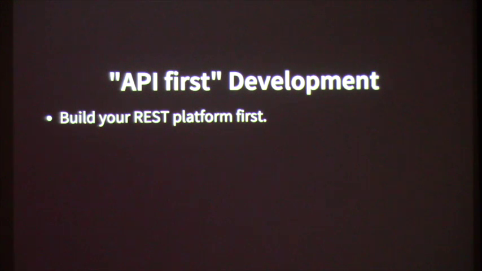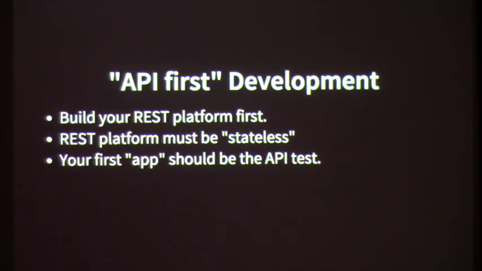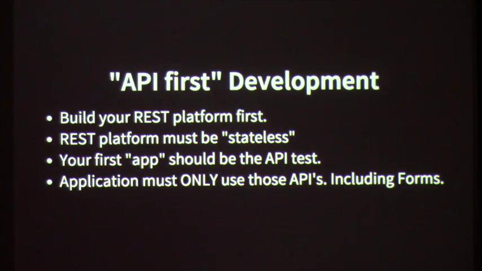So the first thing you need to do is build your REST platform first, and your API platform. Your REST platform must be stateless. This means you're not storing cookies and sessions and using that cookie to establish a session. JWT authentication has become a really popular thing these days. It's something we use at Form.io. It provides a very stateless way to manage users and scale as well. Your first app should be an API test. And applications must only use those APIs, including forms.